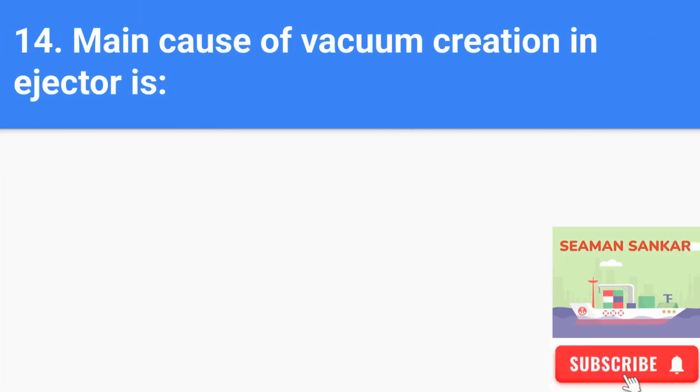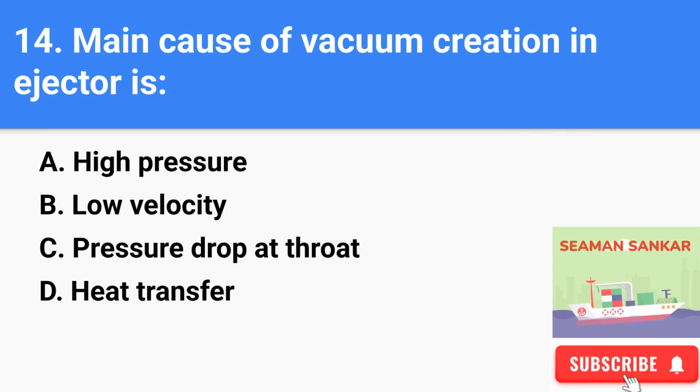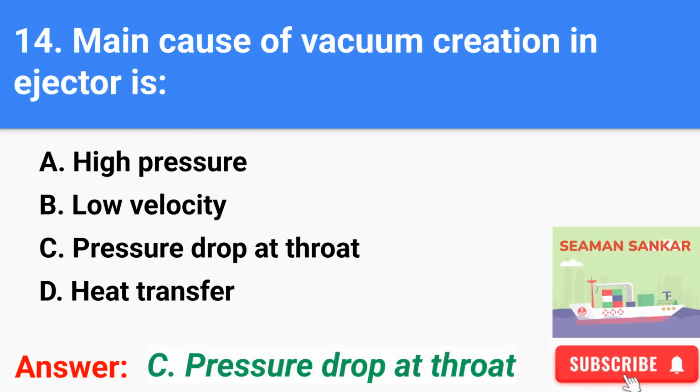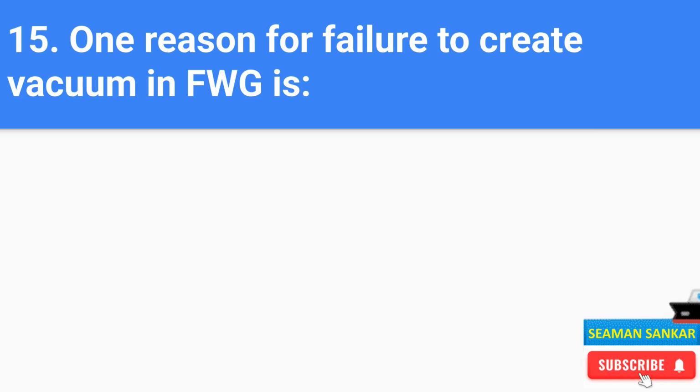Question 14. The main cause of vacuum creation in an ejector is A. High pressure. B. Low velocity. C. Pressure drop at throat. D. Heat transfer. The main cause is C. Pressure drop at throat.